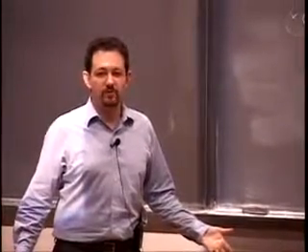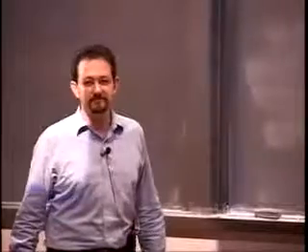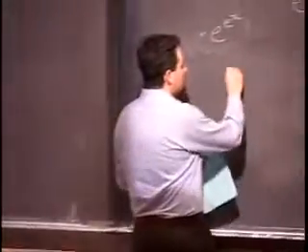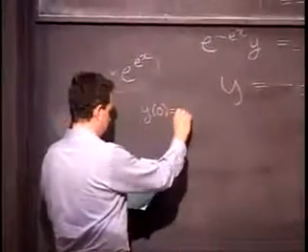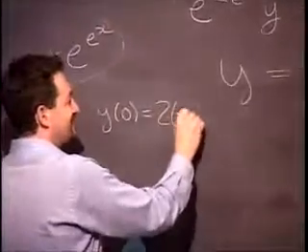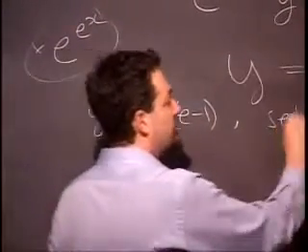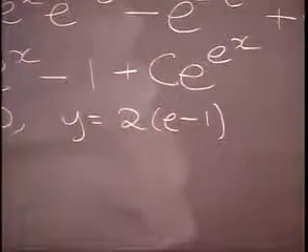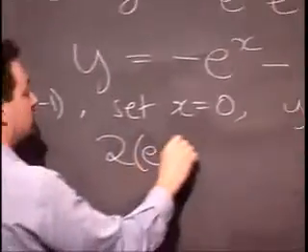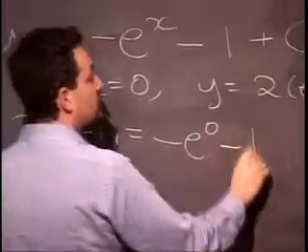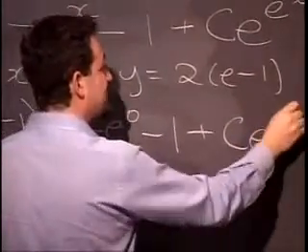So, any qualms, quibbles? All right. Well, we also know that y of 0 is equal to, what was it? I wrote it up here, 2e minus 1. So this means set x equals 0 and set y equal 2e minus 1 in the above equation, and we will get 2e minus 1, that's y, equals minus e to the 0 minus 1 plus c e to the 0.